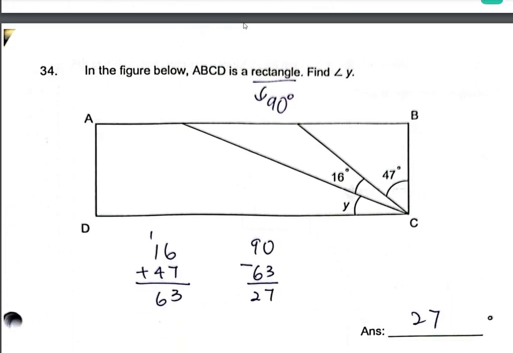Now, next one. This is a rectangle. As you know, all the angles in a rectangle are equal to 90 degrees each. So, what is the angle of Y? I know the whole thing here is 90 degrees. So, I take away 47 and 16, I'll get Y. So let me add up 16 and 47 first. I added them together and I have 63. So 90 degrees minus 63, I get 27. This is how I get 27 degrees.